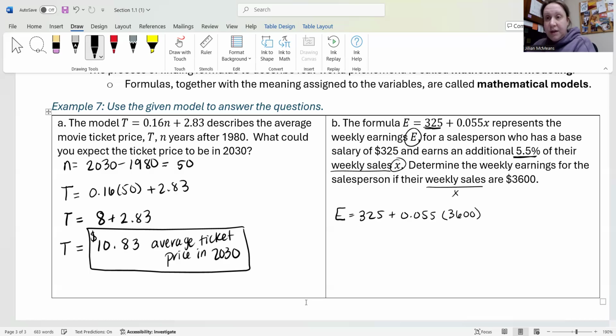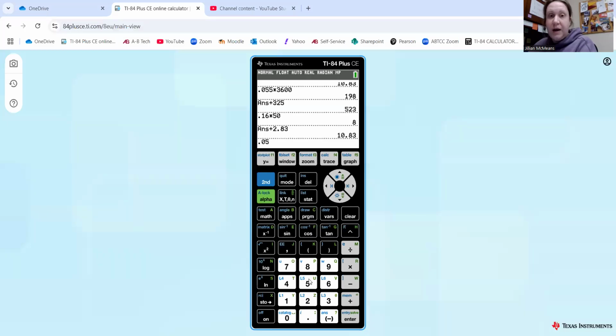All right, so let's go to the calculator again. And following the order of operations, we would be concerned with what is 0.055 times 3,600. That's called commission. When you earn a percentage of your sales, it's called commission. So the commission for the salesperson is $198. And remember, they had a base salary of $325. So whether they sell a ton of stuff or sell absolutely nothing, they still make $325. So for this salesperson, their weekly earnings would be $523.